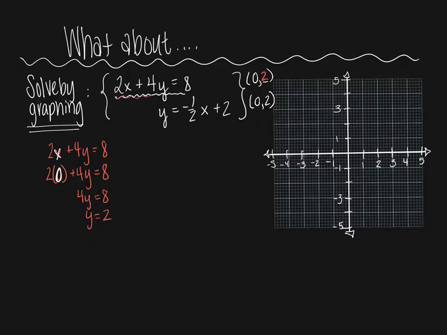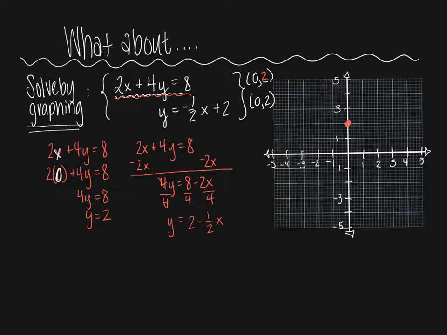All right, let's plot my first one in red. So 0 and 2 is right here. Now I have to figure out my slope. Well, in order to figure out my slope for this equation, I'm going to end up having to put it into slope-intercept form. So I need to take my 2x plus 4y equals 8, and I need to solve for y. So I'm going to subtract 2x from both sides, and I'm going to get 4y equals 8 minus 2x, and then I have to divide every term by 4, which is beside my y, so I get y equals 2 minus 1/2 x.